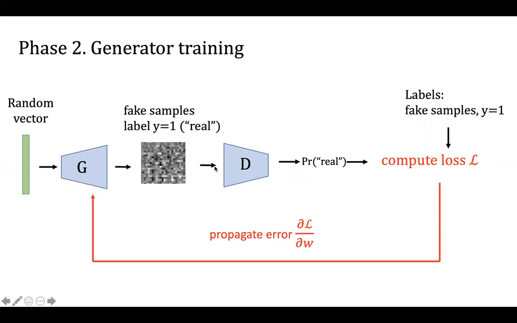Then we feed these fake samples with the switched label to the discriminator, and again get the probabilities, compute the loss, and then propagate the error, but now to the generator. So we don't touch the weights of the discriminator, we only adjust the weights of the generator. So if the discriminator classifies the fake samples as fake, then the generator is going to be penalized.